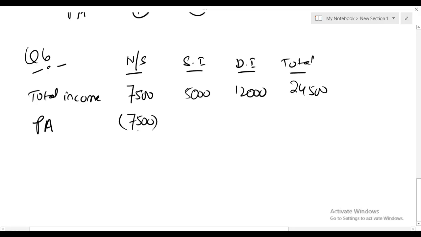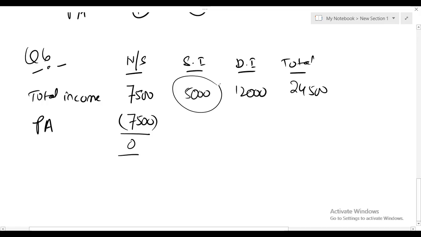Now look at this. I am still left with some amount of personal allowance. But now I am not supposed to deduct personal allowance from saving income. Why? Look at the amount of saving income. Number 1, the total of non-saving income after deducting personal allowance is 0, which means I have a starting rate band for saving income, and the total of saving income is just 5,000, and the entire 5,000 falls in a starting rate band where the tax rate is 0%.